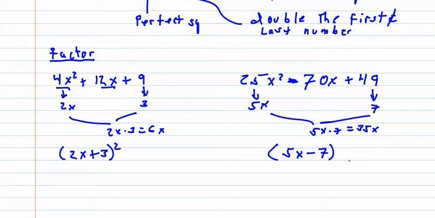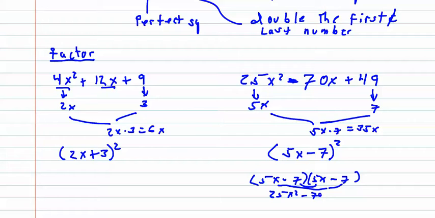Now if you wanted to check it, you could go 5x minus 7 times 5x minus 7. 5 times 5 is 25x squared. And then minus 35 minus 35, minus 70x, and plus 49. You could check it if you wanted. No reason to. These are our answers. This is the first special case. If you encounter this, and you will, it's really easy to factor.